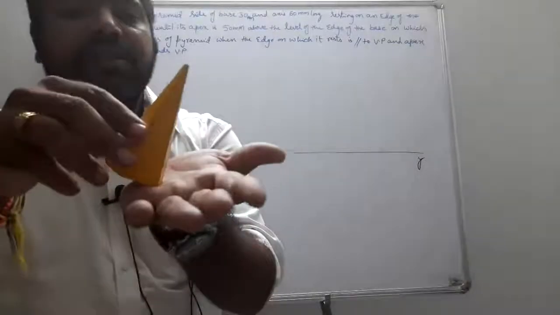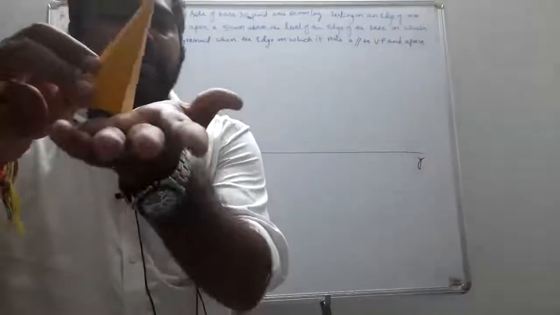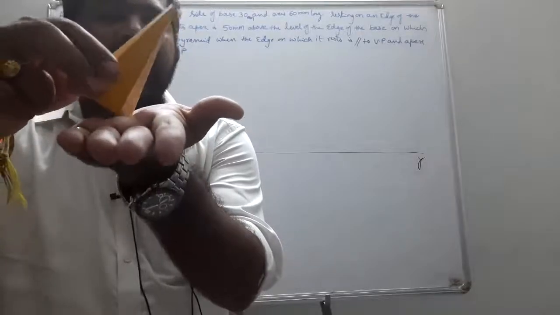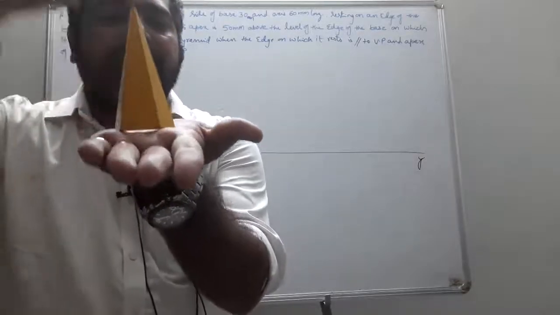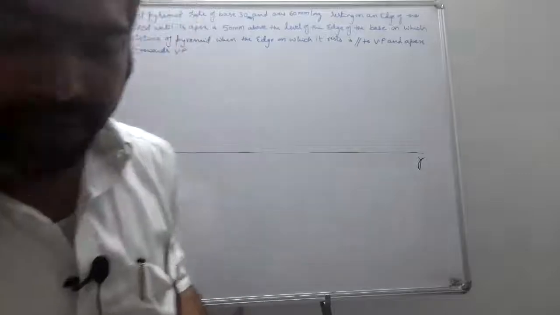Okay. So in the first stage, the edge is resting on HP and the axis is inclined to HP. Let us put it in a simple position, where the axis is perpendicular to HP.